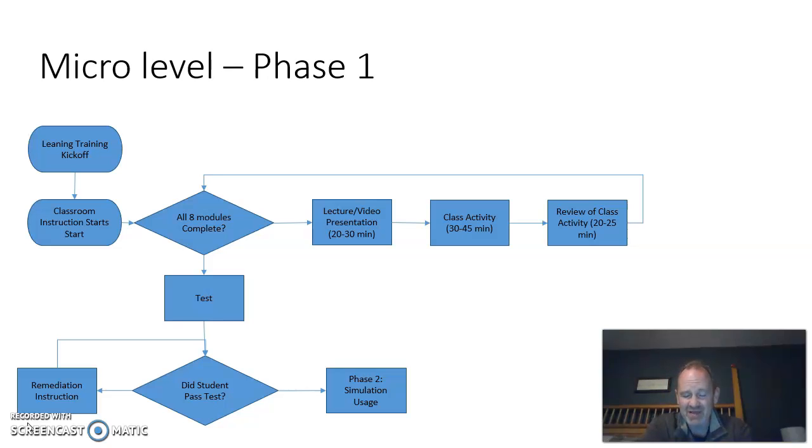The test has to achieve an 80% to pass. If they do not pass the test, then we have some remediation instruction, and that allows the student to pick up the knowledge. We can't just allow them to fail. We have to get them up to the point of knowledge where they understand at least the concepts. Once they pass the course, they go into phase 2, the simulation.